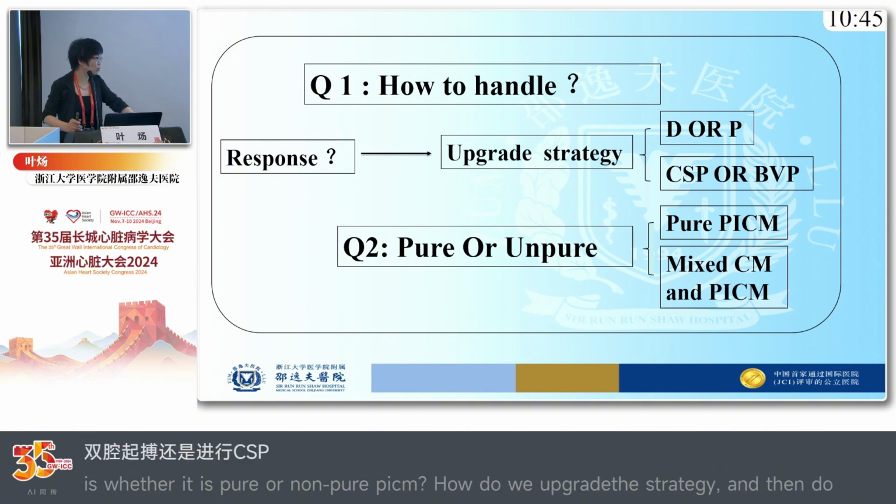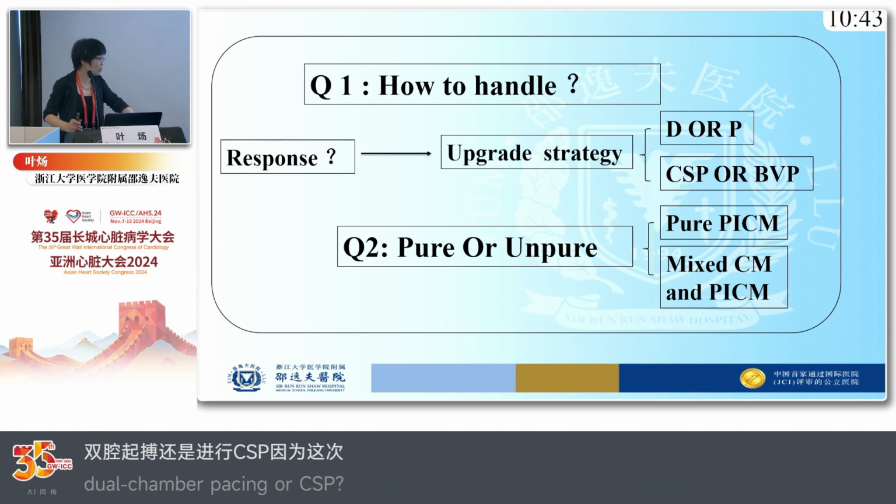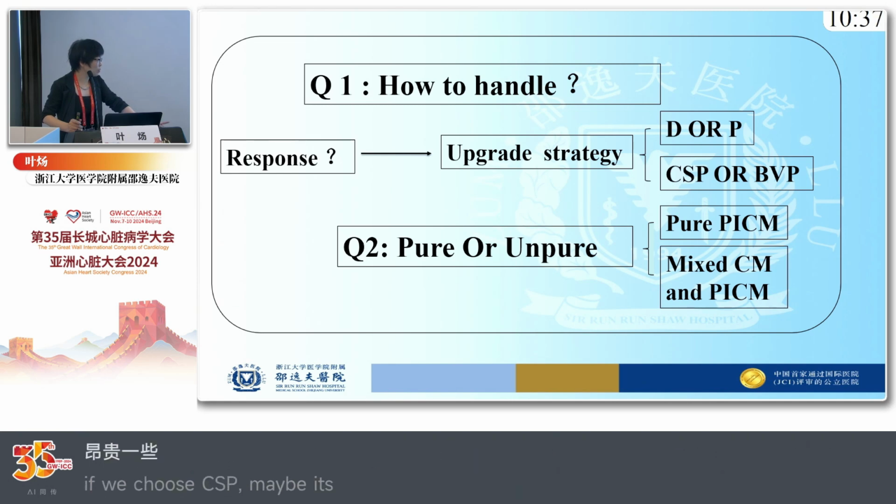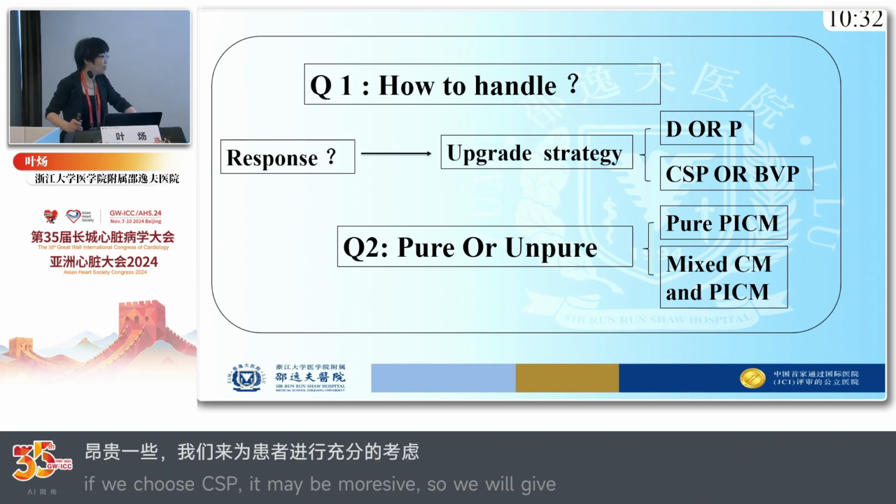If you choose CRTD, probably it's more expensive, right? So we discussed with her relatives. And also, because the LVEF is 44, we wondered about a mixed cardiomyopathy. That's our question.